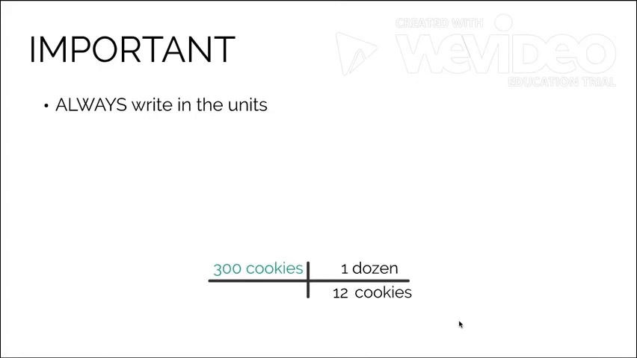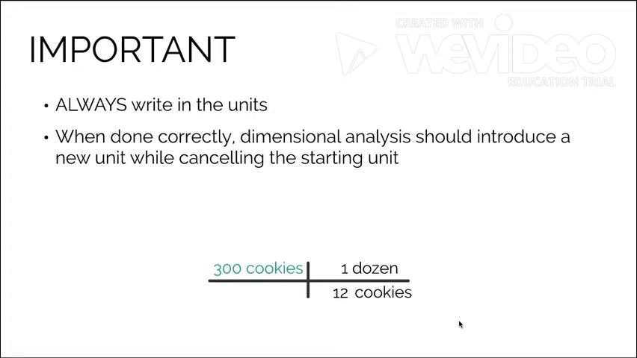When you do this correctly, the dimensional analysis table should introduce a new unit and it cancels out the starting unit. So we saw that in that last example where our cookies and cookies were matching, so they canceled out, and now our new unit became dozens.